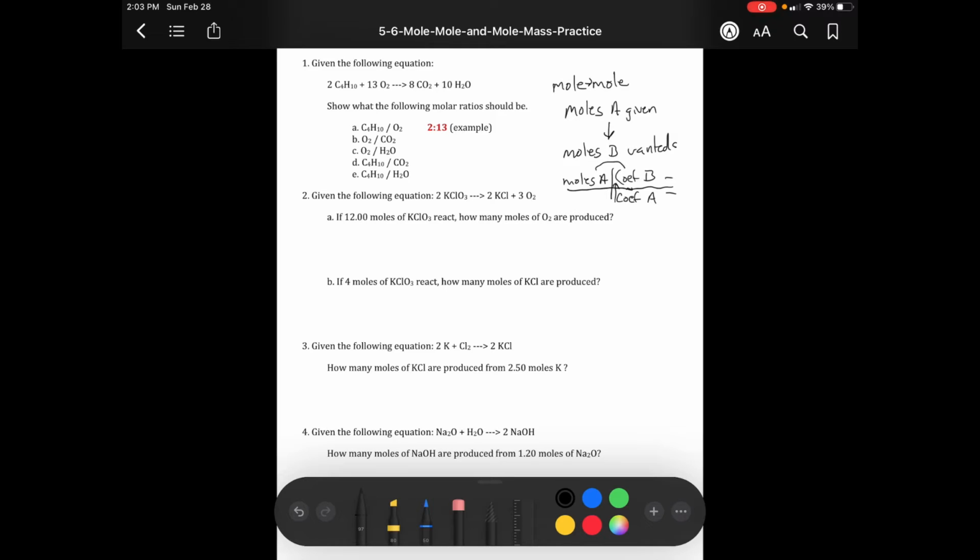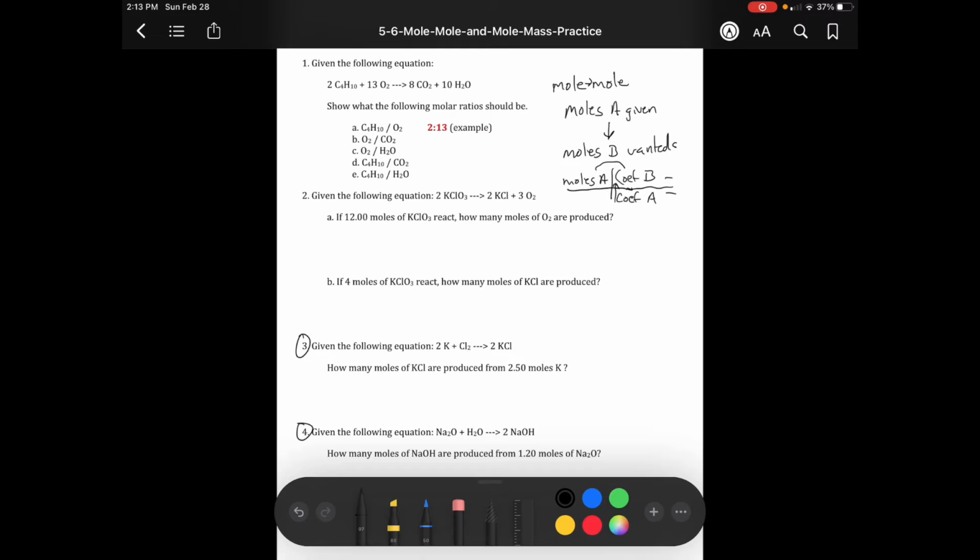So those are the steps, and so go ahead and do, let's see, how many moles produce. Go ahead and do 3 and 4, and we'll come back and we'll work through those. Okay, good, cool. So let's see, you should have done 3 and 4.